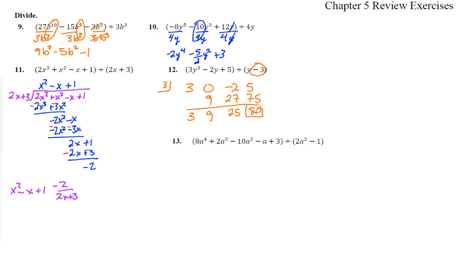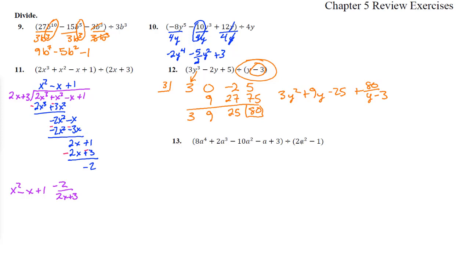So there's our remainder. This used to be a y cubed, so it's now a y squared. So the answer would be 3y squared plus 9y minus 25, and then plus that remainder over the original thing we were dividing by, y minus 3. All right, number 13.